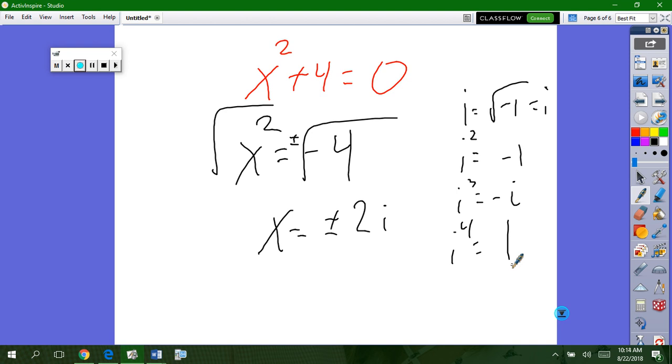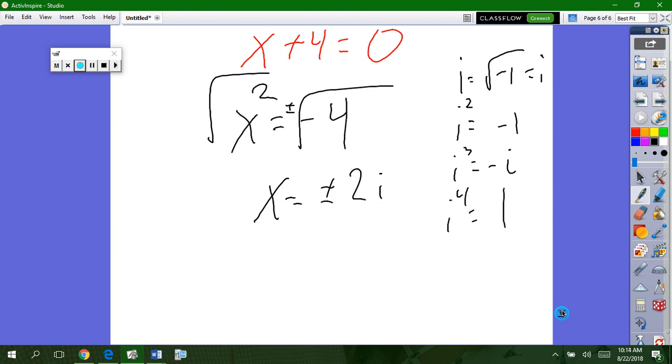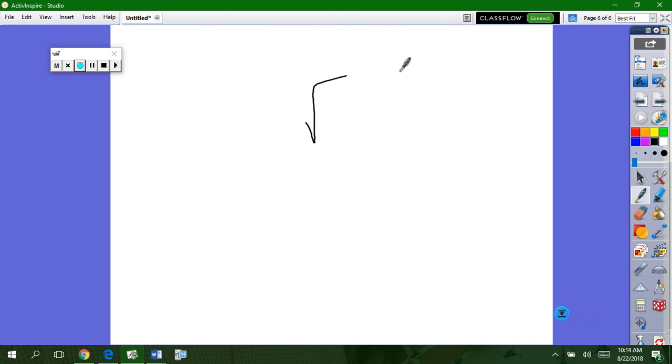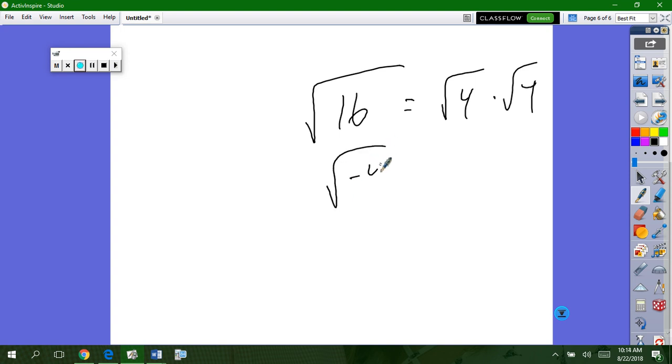Okay, got you. I see your question. Give me 1 second. So, is not the square root of 16 the square root of 4 times the square root of 4? You can break square roots apart, right? So if I had the square root of -4, is that the square root of 4 times the square root of -1? And hence, 2i. Does that answer your question?